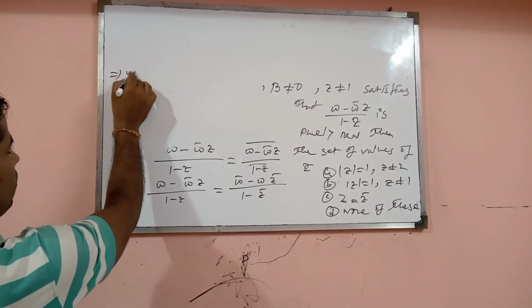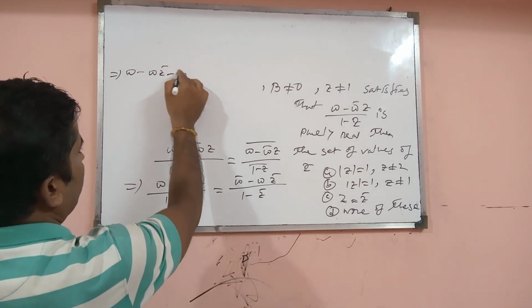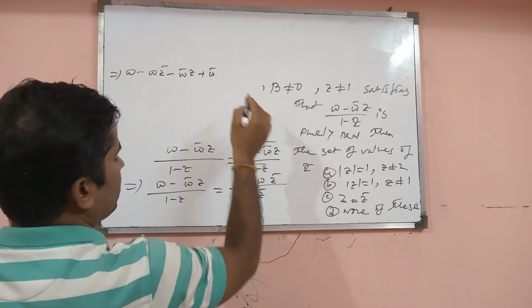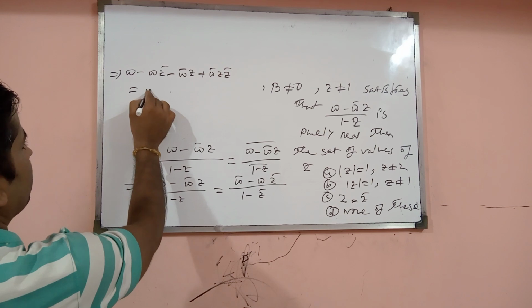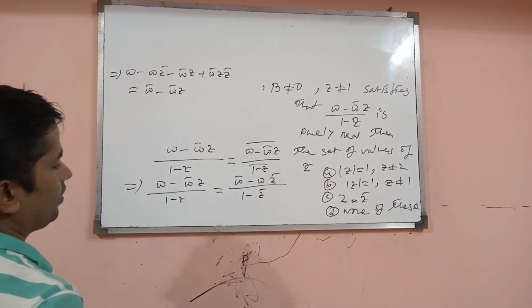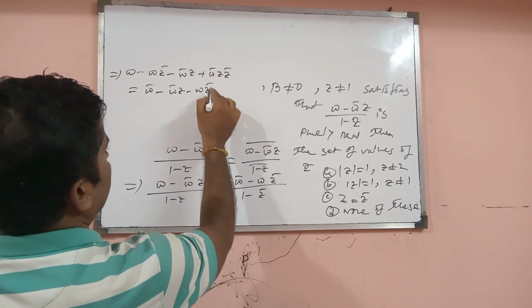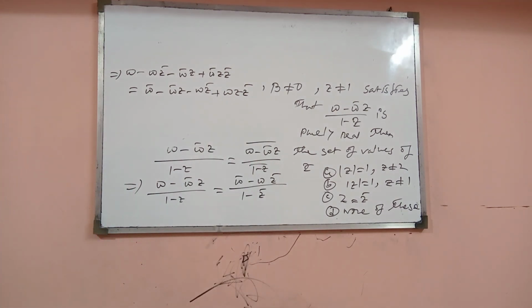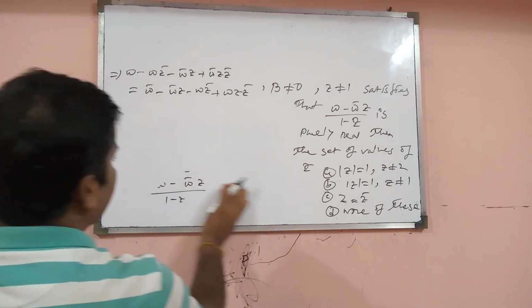w minus w z bar minus w bar z plus w bar z z bar is equal to w bar minus w bar z minus w z bar plus w z z bar. Okay, so now we shall simplify it.